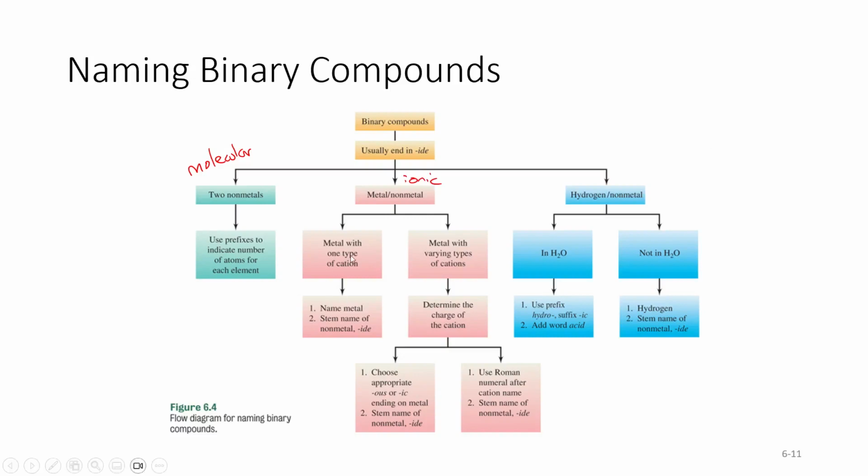If they only have one type of cation, we're going to name the metal, and then use the stem of the name of the nonmetal with the IDE ending, just like we've been doing in the last few examples. But if we have a metal with varying types of cations, you have to determine the charge of the cation, and then you can choose the appropriate OUS or IC ending on the metal, and then the stem name of the nonmetal. So use a Roman numeral after the cation name, then the stem of the name of the nonmetal with IDE. We're going to go through this part in just a little bit.